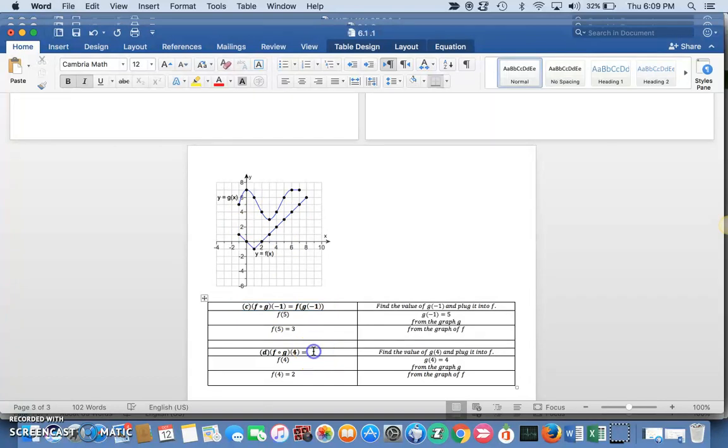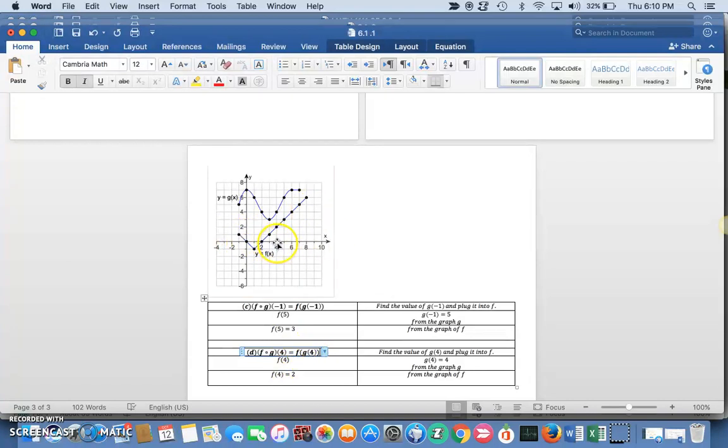In D, I did not type that out either, so let's put it in there correctly. And that would be f of g of 4. Okay, so what are you going to do? You're going to evaluate what first? You will evaluate the inside, g of 4.